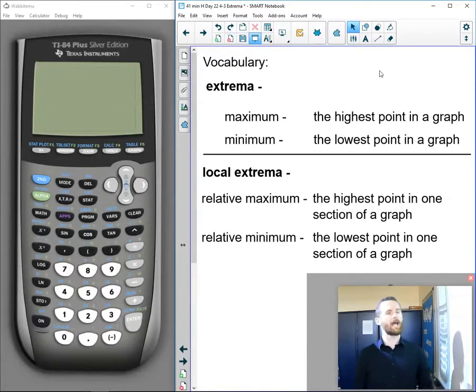So one function might have multiple relative maximums, but it can only have one absolute maximum. Because there could be, okay, this is a maximum in this local area, but if we look at the whole function, there's only ever going to be one maximum or no maximum at all. And the same thing goes for minimums. There could be multiple relative minimums, sort of local minimums, but for a function, there's only ever going to be one absolute minimum or none at all.